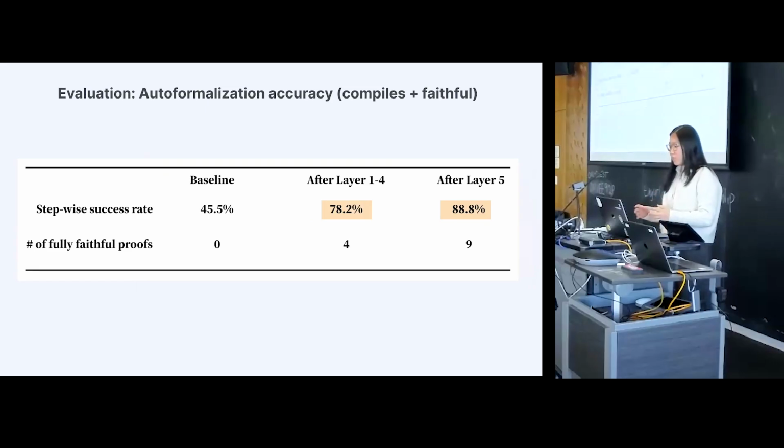So we evaluate the accuracy of the preprocessing system using 2 metrics. The first metric is autoformalization accuracy. We define a step as successfully autoformalized only if it both compiles and is faithful. Using this definition, the baseline success rate is about 45%, the preprocessing success rate is 78%, and with a layer 5, the autocorrection, it is 88%.